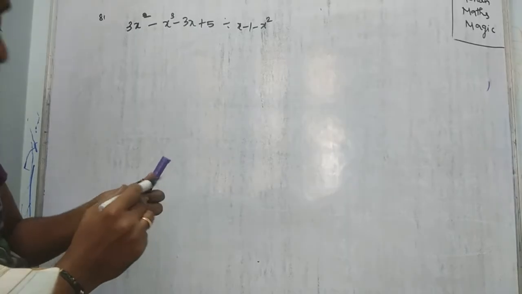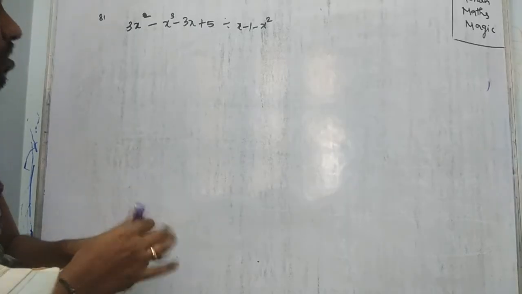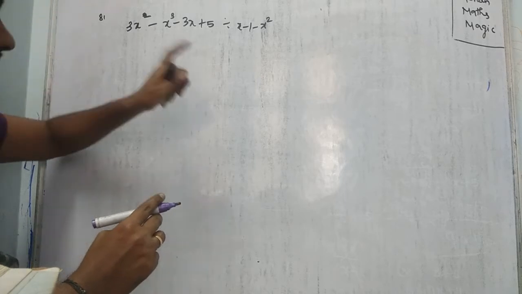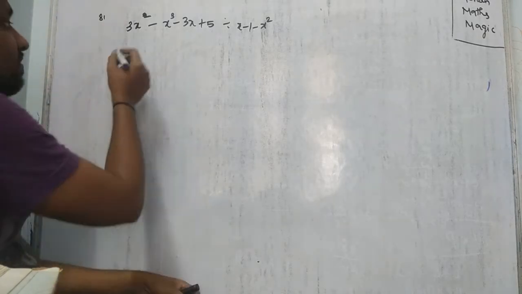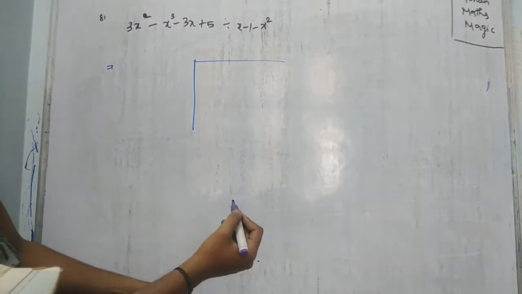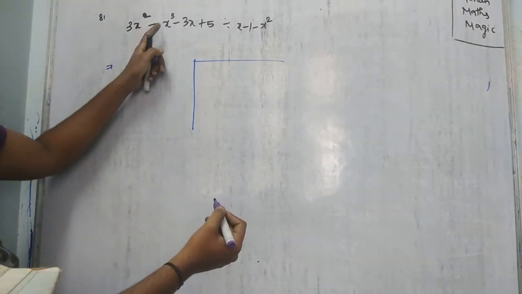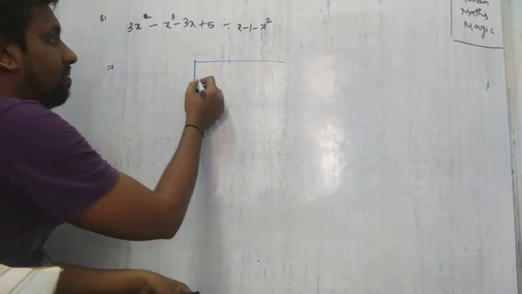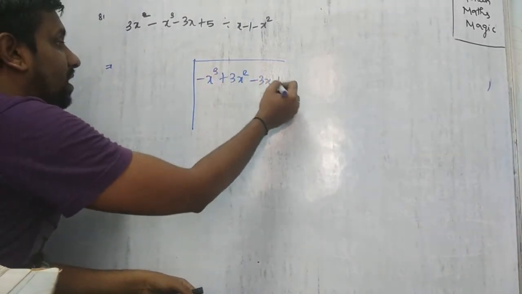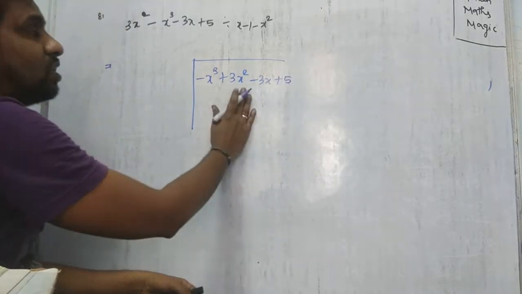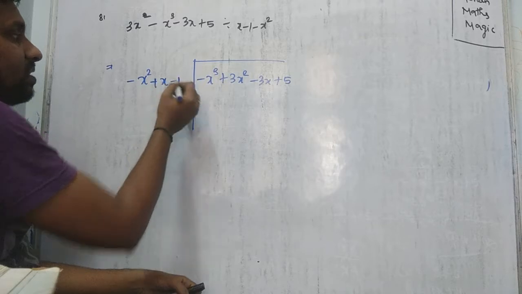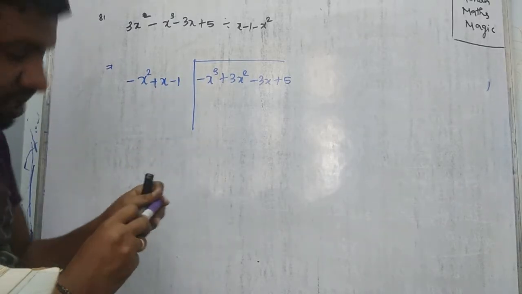Read the question once and twice. Is there any single mistake? No. Now first step, check whether all the terms are there in the order. First the dividend, in the order. Highest power should come first: minus x cube plus 3x square minus 3x plus 5. Rearrange. And the divisor also: minus x square plus x minus 1. Rearrange, that is the first step.